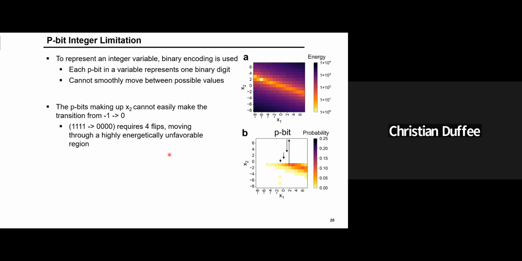Now, of course, if we increase the temperature or we ran this for longer, we would make that jump, and the limit behavior would look exactly like our top graph. But I mean to use this example to show that by using a binary encoding, we are introducing an energy barrier that is not there in the original problem.